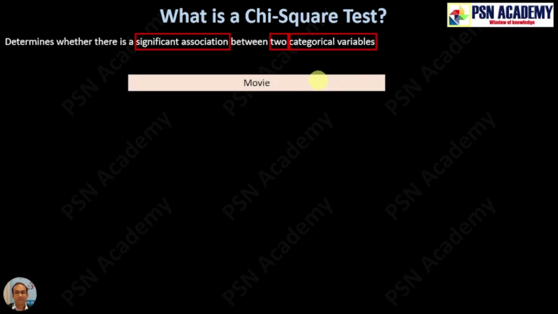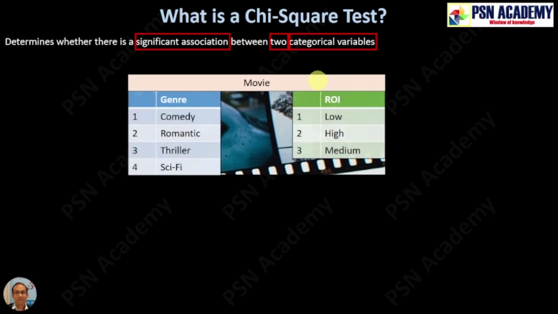So, for example, we take the movie. In a movie, there are so many features, and out of those, we have taken two features. The first one is genre. The other one is ROI. ROI means return on investment. Simply put, it is to say that it's a profit. That means you put some money into the production and you expect some profit from the movie, right? So that is ROI, that is a return.